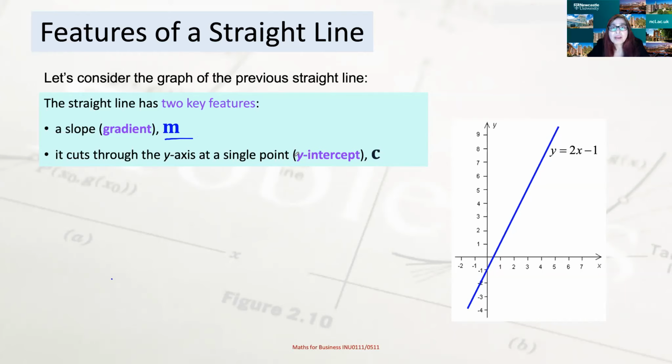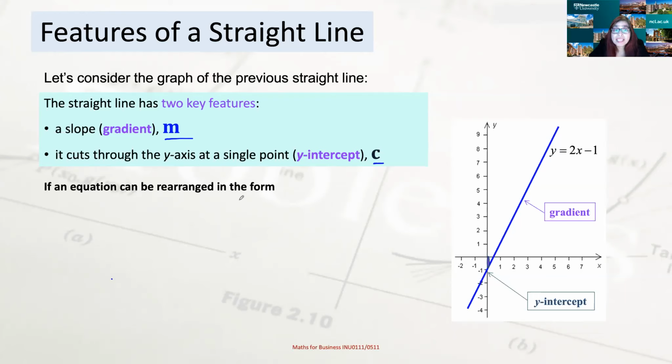And the y-intercept here, remember guys, we are talking about the y-intercept, that is the point where the line cuts the y-axis. That is called the y-intercept. This distance is represented by the letter c usually, yeah? So for our convenience, we're going to use m for gradient and c for the y-intercept. These are the letters we are going to use, okay?